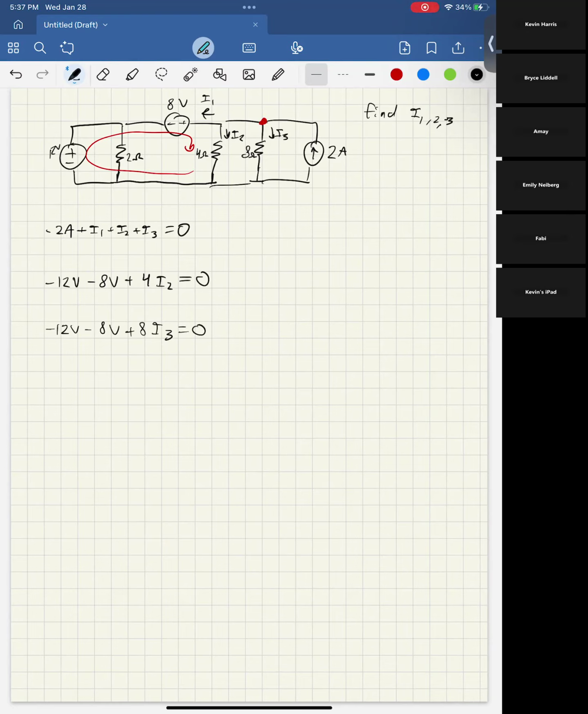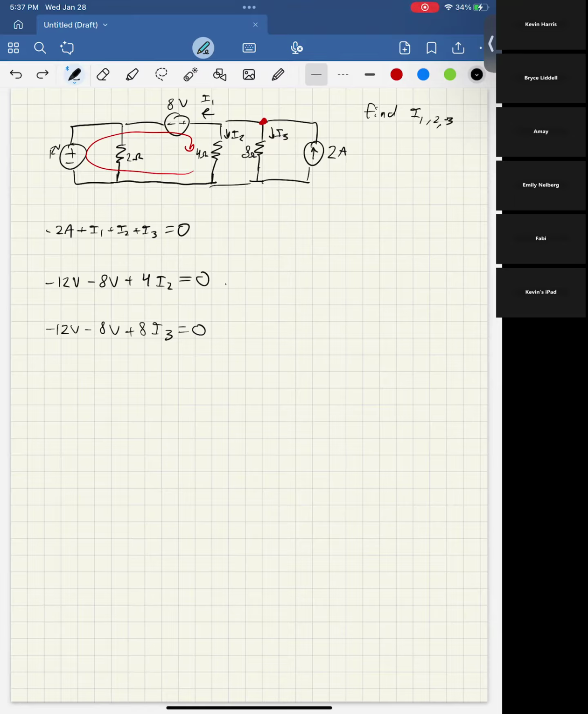And now we have 3 equations and 3 unknowns. So this question's kind of chill because you could directly solve these two equations to find I2 and I3, but I'll go over how you would put this into a matrix. The first thing you want to do is get all of your unknowns on one side and all of your constants on the other.